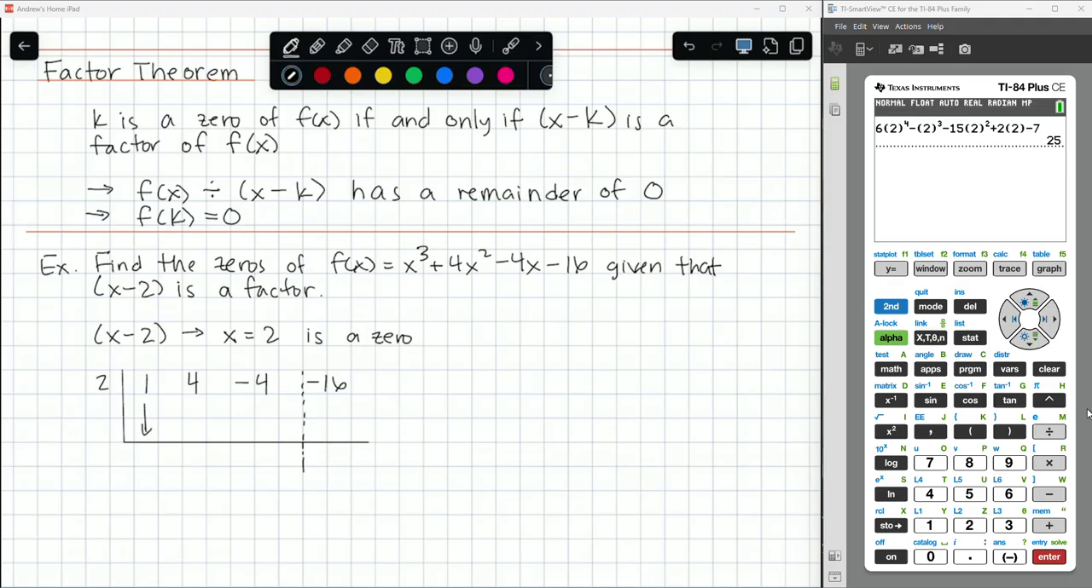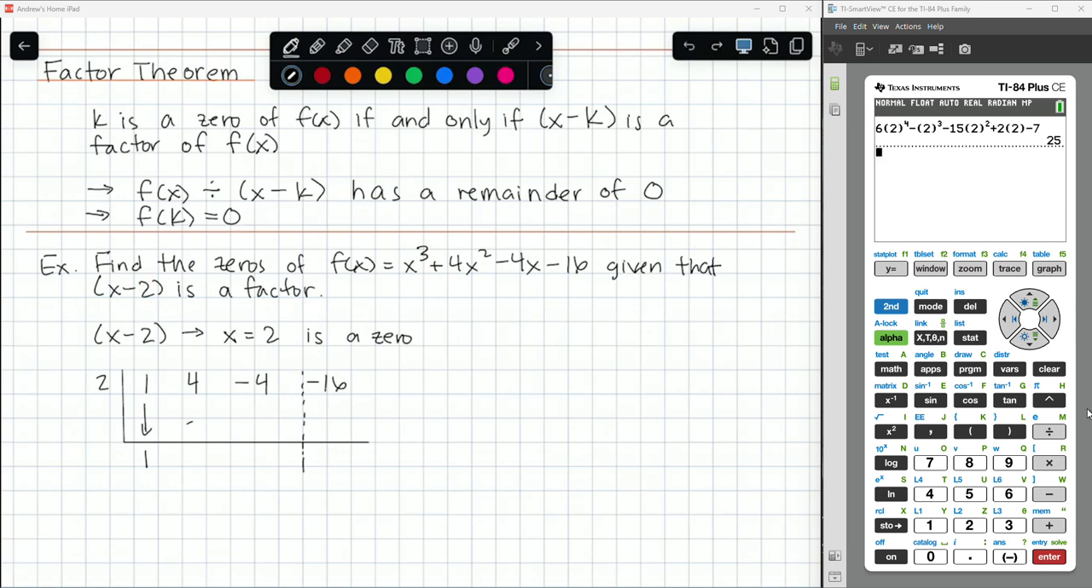I bring down the leading coefficient of 1. 2 times 1 is 1. 4 plus 1 is 5. 2 times 5 is 10. -4 plus 10 is -6. Is that right? Did I do something wrong? Why do I feel like I did something wrong? 2 times -6 is not -16. Uh-oh. Did Mr. Jolliffe make a boo-boo? That can't be right. Oh, I did make a boo-boo, and I didn't have anyone here to catch me.